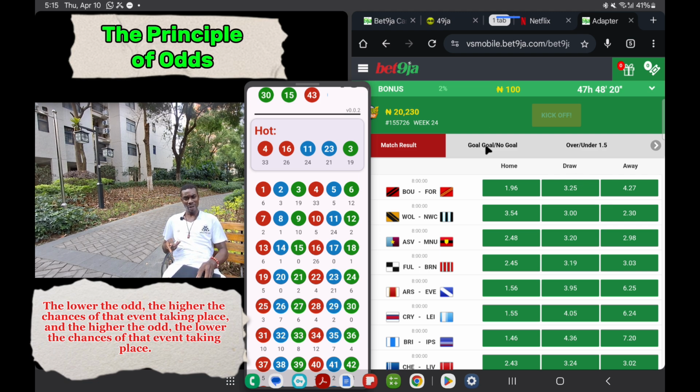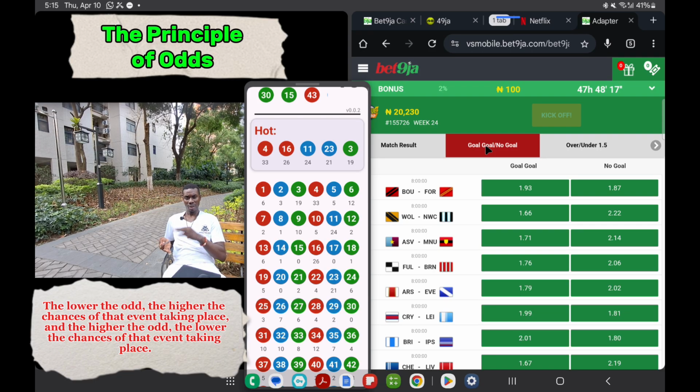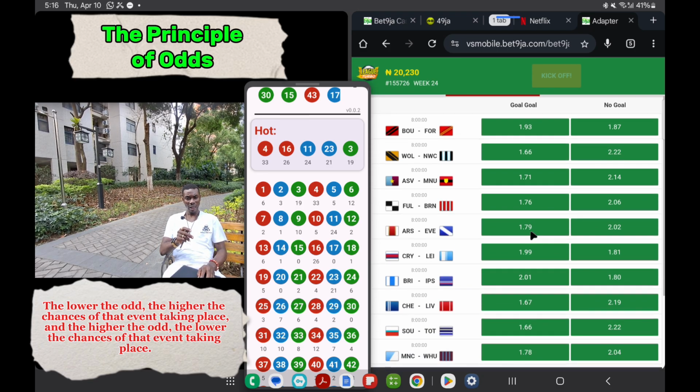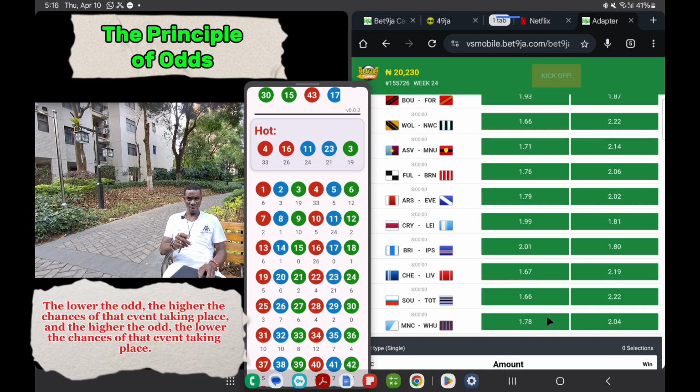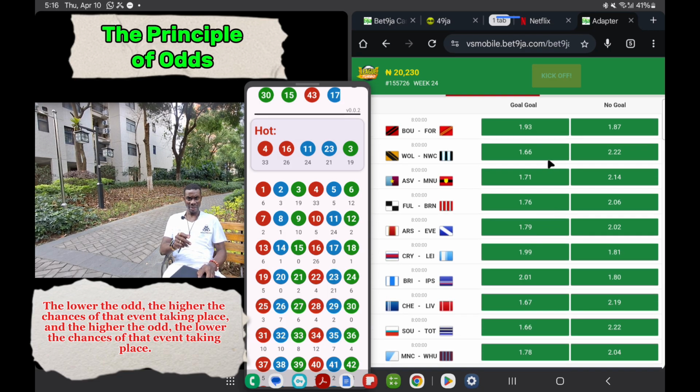Now, when you make a win, look at the layer of the winning. How was this set up when I recorded that win? Let's say for instance, look at this now. The minimum odd in this game is 1.66. Tottenham Southampton and Newcastle Wolverhampton are having an equal odd range. How do you select, and why are you selecting the one you are selecting?